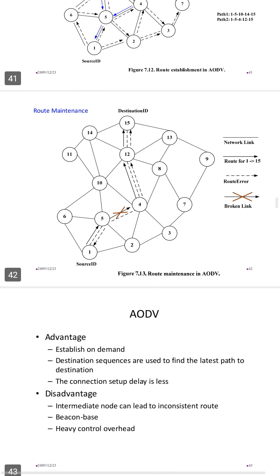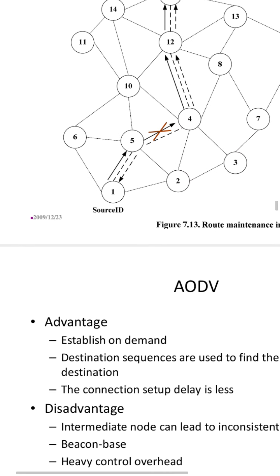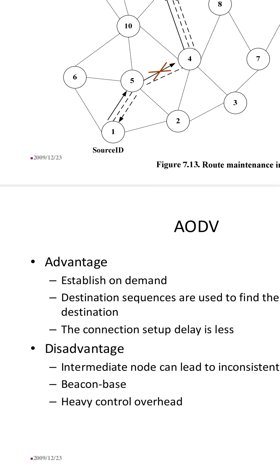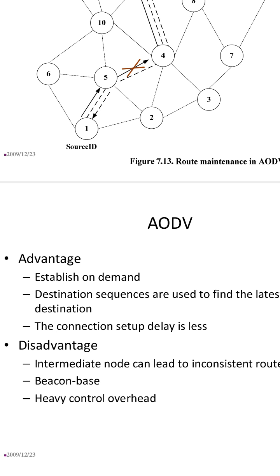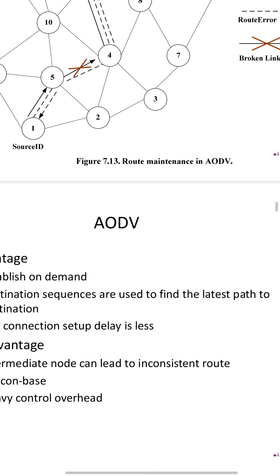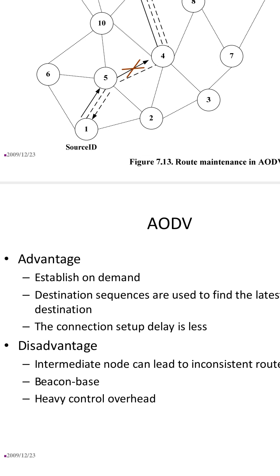The advantages: we can establish an on-demand path between source and destination, destination sequence numbers are used to find the least path to the destination, and the connection setup delay is less. These are the three advantages of AODV. Now the disadvantages: the intermediate node can lead to an inconsistent route, and there is heavy control overhead. These are some disadvantages of AODV.